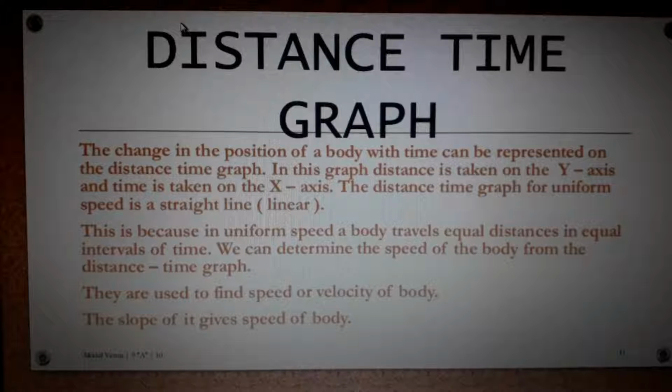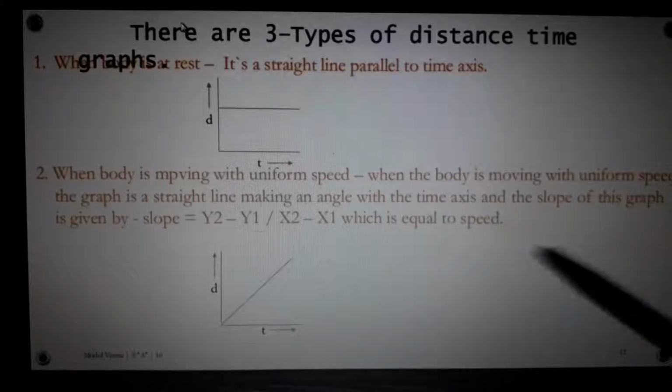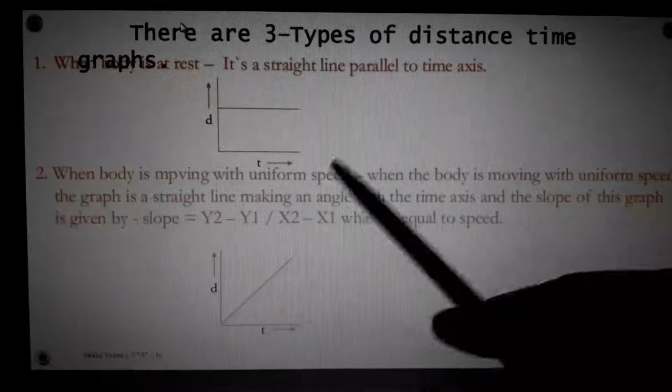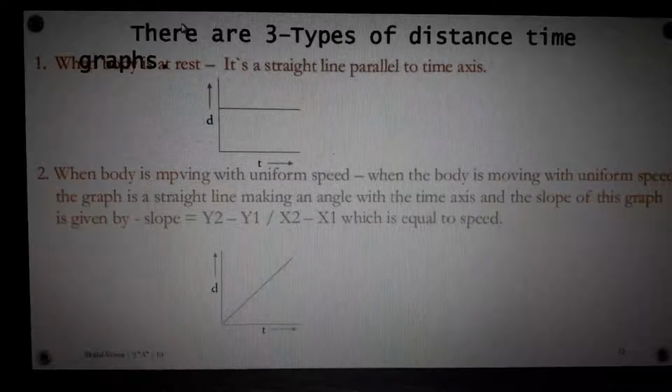The distance time graph for uniform speed is a straight line. What is that uniform speed? Let's see. When the body is moving with uniform speed, that means it is moving uniformly, it is not at rest. For example, the speed of the body is 5 meters per second. What will happen? Or 1 meter per second.